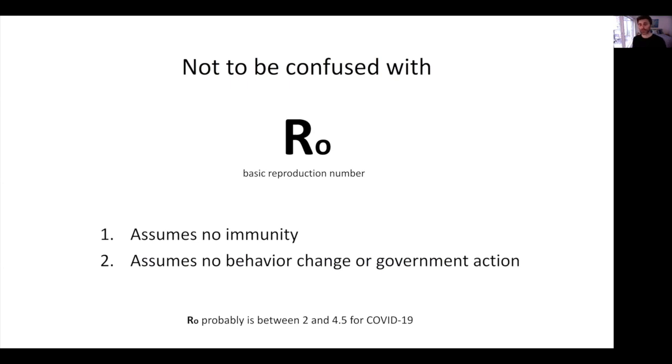Now, this is not to be confused with R naught, which is the basic reproduction number. So they're related to each other, but the difference is the basic reproduction number assumes that there's no immunity in the population, and it assumes no behavior change or government action. So the R reflects what's happening right now, whereas the R naught reflects sort of a theoretical that will happen under certain conditions. We think that the R naught for COVID-19 is probably between 2 and 4.5, with I think most estimates being more on the around 2.5 side rather than 4.5, but there is still quite a bit of uncertainty around this.